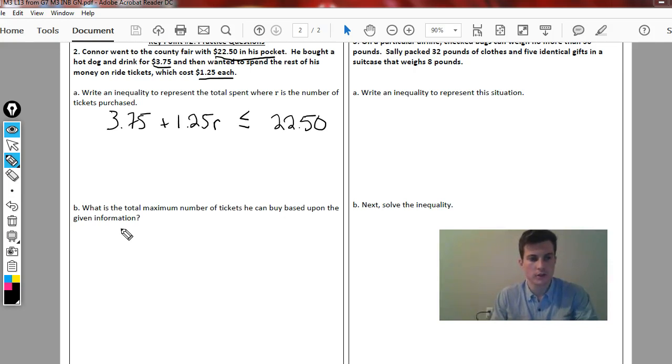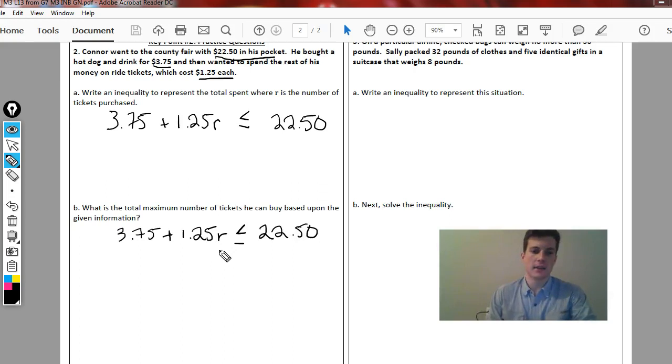So what we're going to do here is solve our inequality. So $3.75, I'm just going to rewrite it as it is above, plus $1.25 times R is less than or equal to $22.50. So we need to isolate our variable. I'm going to subtract $3.75 from the left side, and I need to do that to the right side also.